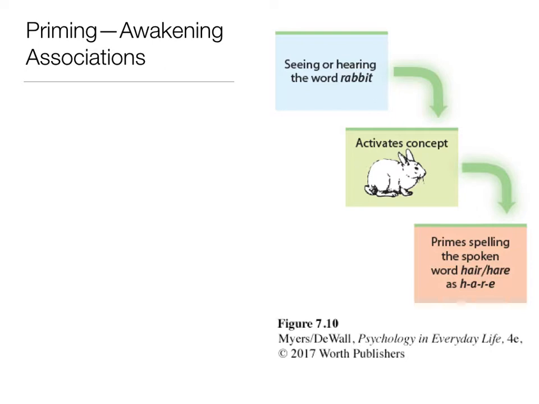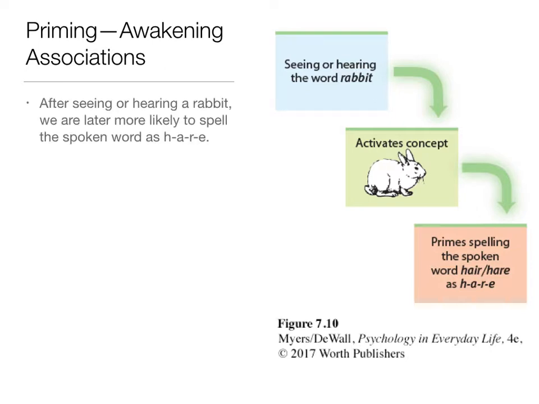So an example of this is after hearing or seeing the word rabbit, and you're being asked to spell the word hare, you're more likely to spell it H-A-R-E, like a synonym for rabbit, than you would spell it like the hair on your head. And that's because you've been primed by hearing a rabbit or seeing a rabbit.